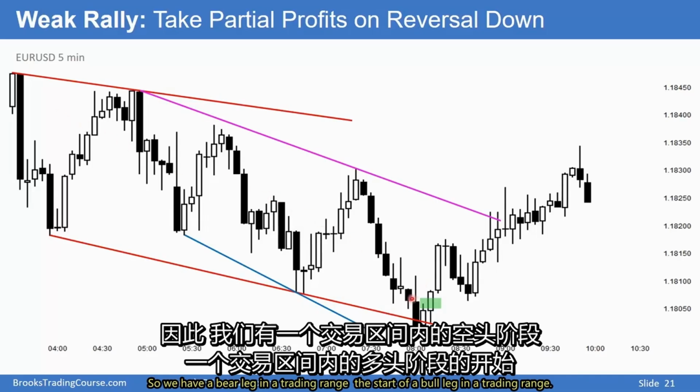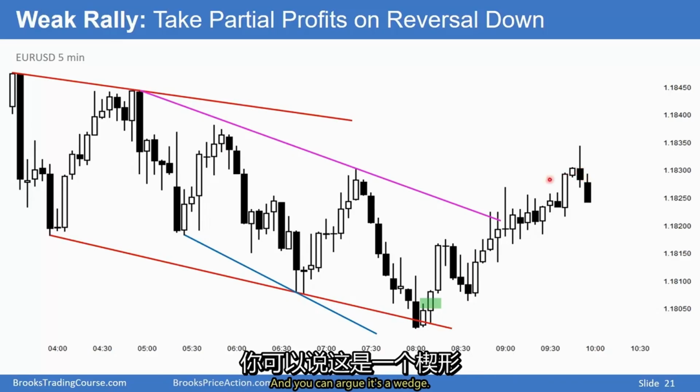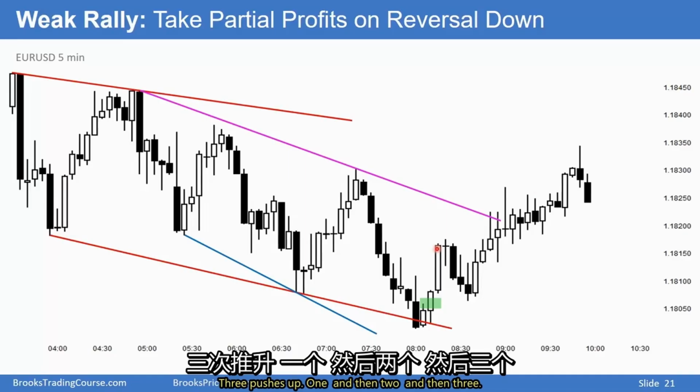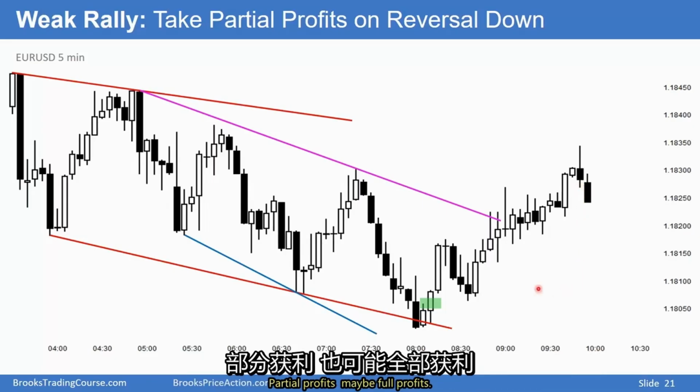So we have a bear leg in a trading range, the start of a bull leg in a trading range. We have another decent, strong bear bar, and you can argue it's a wedge. 3 pushes up, 1, and then 2, and then 3. So another good location to take profits, maybe below this bear bar. Partial profits, maybe full profits.